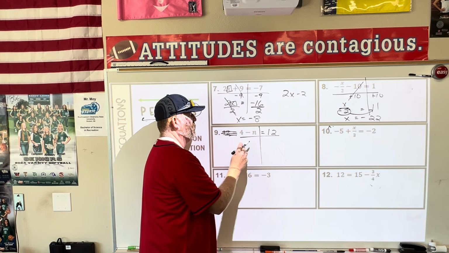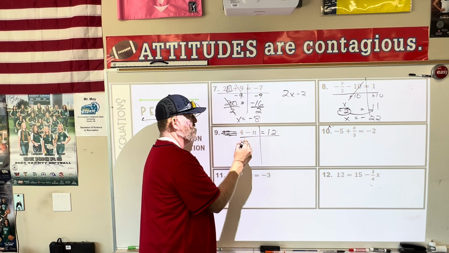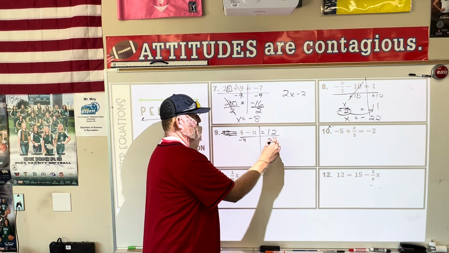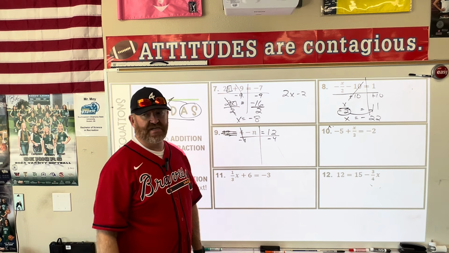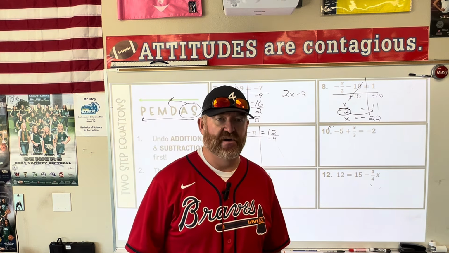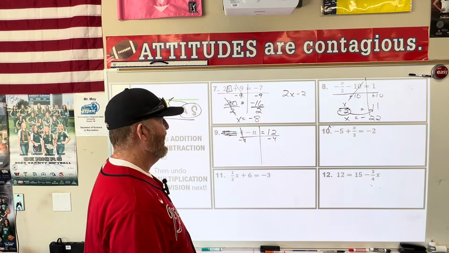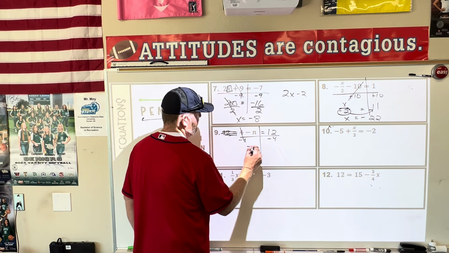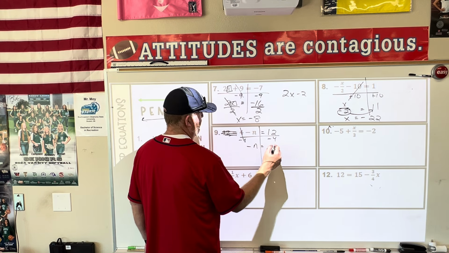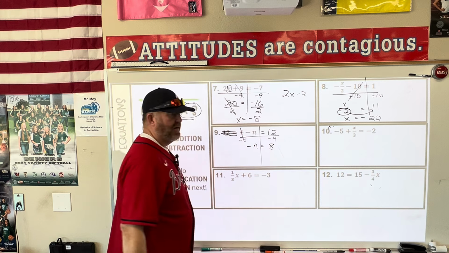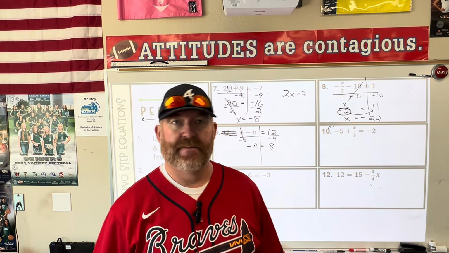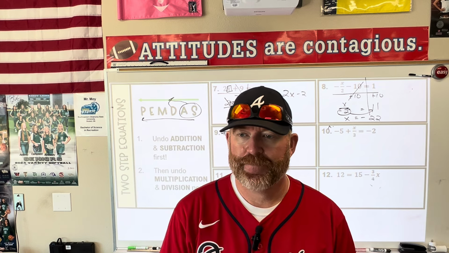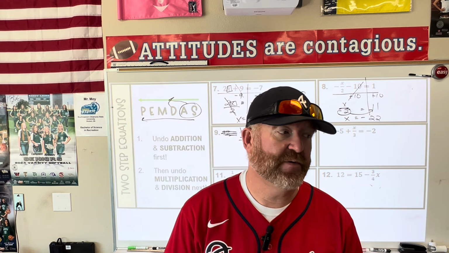What's the opposite of plus 4? Positive 4. Minus 4. Subtract 4 from both sides. I just made it. 4 minus 4 is what? No, 4 minus 4 is not 8. What's 4 minus 4? 0. So that cancels that out. So I'm left with negative n equals, what's 12 minus 4? This is 8. Now, what letter am I solving for? N. I'm not solving for negative n. I'm not solving for negative n, so what do I have to do?